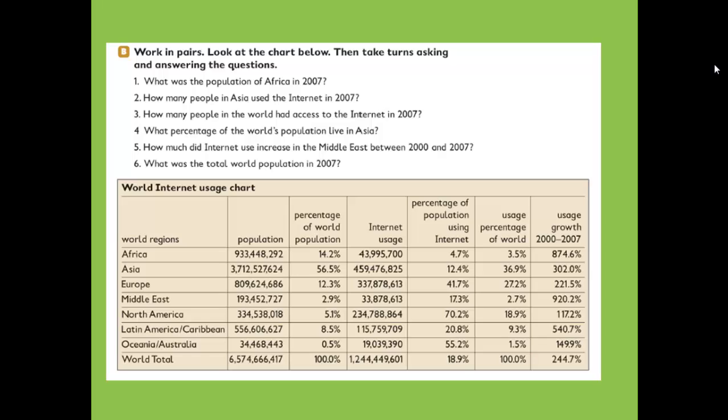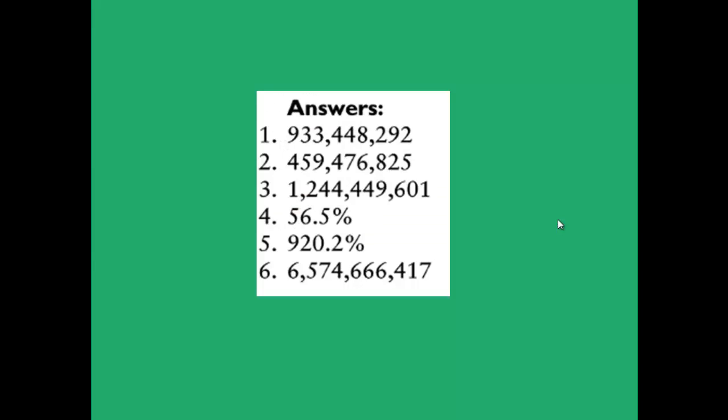After that we have this chart, the world internet usage chart. We have some numbers and percentages like here: population, world regions population, percentage of world population, internet usage, percentage of population using internet, usage percentage of world, and usage growth between 2000 and 2007. So now let's answer these questions. The first one.